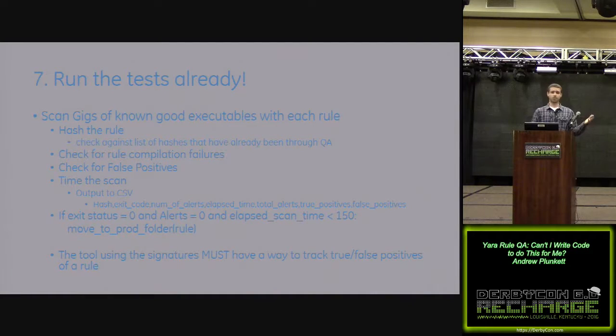So after running all these tests, you end up with a CSV that looks kind of like what I put there. You have your hash, you have your exit code, you have the number of alerts, you have the total time elapsed, and then these last 3 things are really important, and they go on to my last bullet point there: you need a way for the scanning tool that you're using these rules for to also affect your rule QA. So you use these rules in production, and you need a way to track how often these rules are false positive or not.